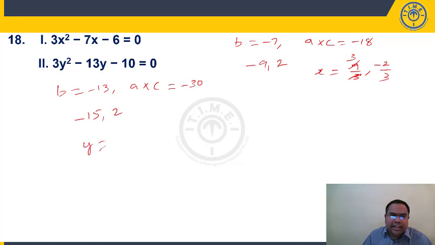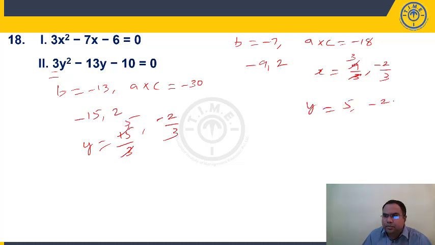So roots of y, change the sign. 15 by 3, divided with coefficient of y square, this will be minus 2 by 3. So 5, comma, minus 2 by 3. Right? If I take minus 2 by 3, minus 2 by 3 is less than this. So relation is less than or equal to. Look at this, 3 is less than 5, but 3 is greater than this one. So one time it is less, other time it is greater. So we cannot get a definite relationship. Relationship cannot be established. Option 5.